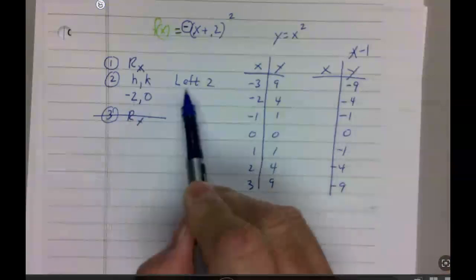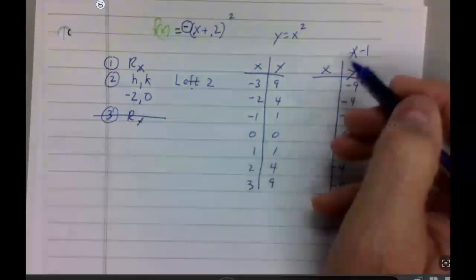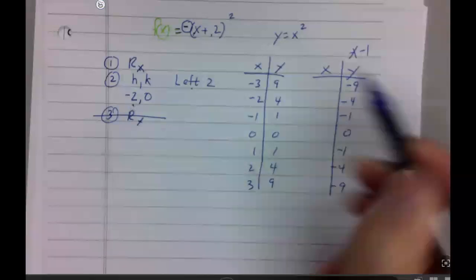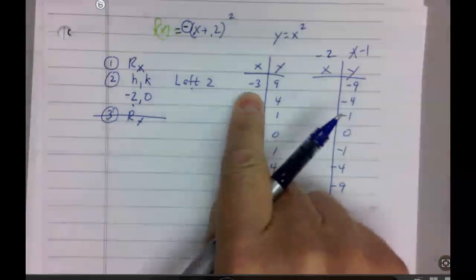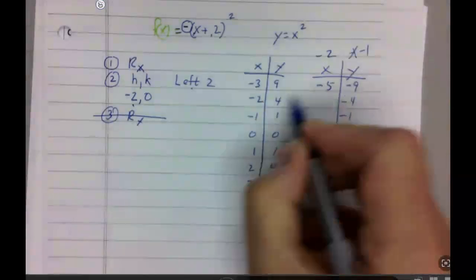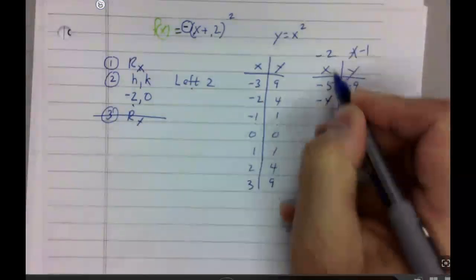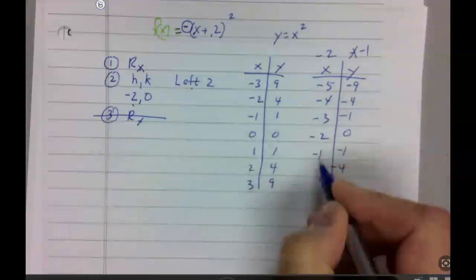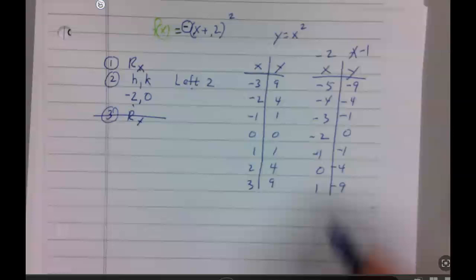Then what am I going to do to all the X values? Subtract 2, correct? So I'm going to subtract 2 from all those. So -3 minus 2 is -5, -2 minus 2 would be -4, -1 minus 2 is -3, 0 minus 2 is -2, 1 minus 2 is -1, 2 minus 2 is 0, 3 minus 2 is 1. So then I graph those points.